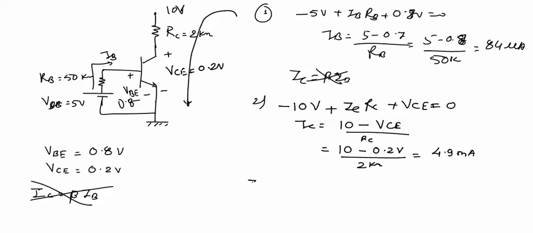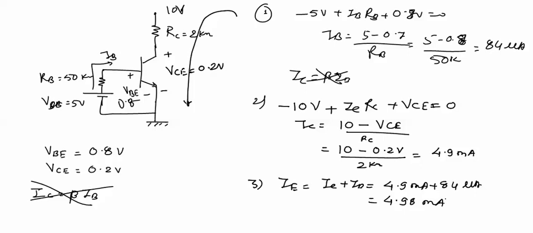milliamperes. Now the third current IE will be the addition of these two currents, 4.9 milliamperes plus 84 microamperes, which is equal to 4.98 milliamperes. So these are the three currents.